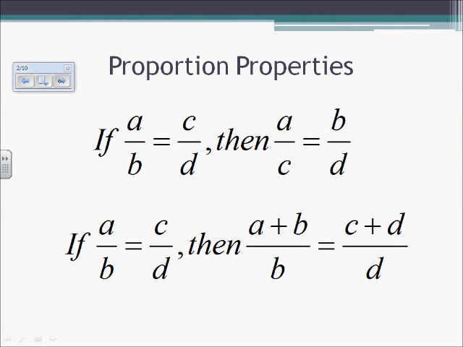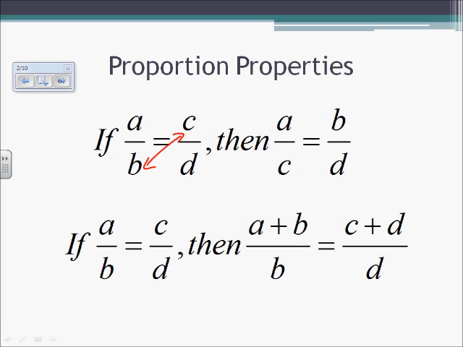Some definitions to start off with. The first definition that we have is if we have A over B equal to C over D, then we also know that A over C is equal to B over D. So we have inverted both the B and the C from the first statement. We hold this statement as true.